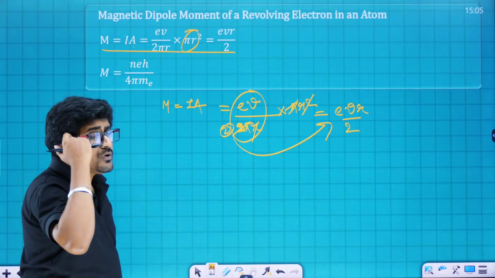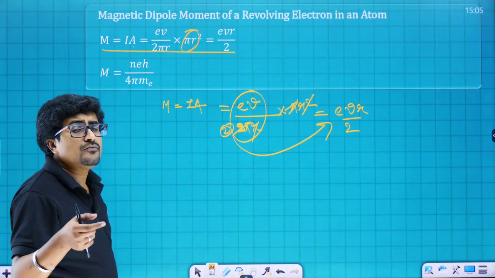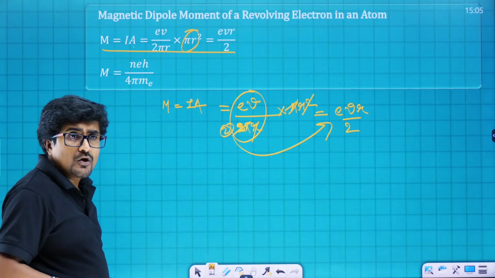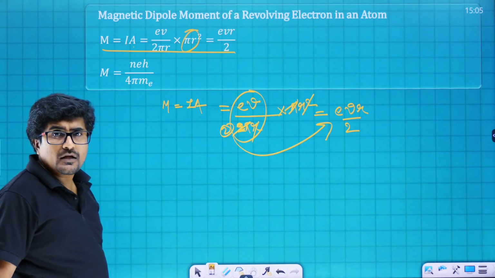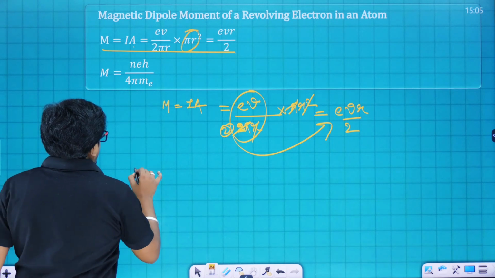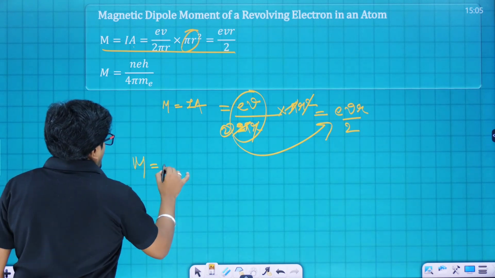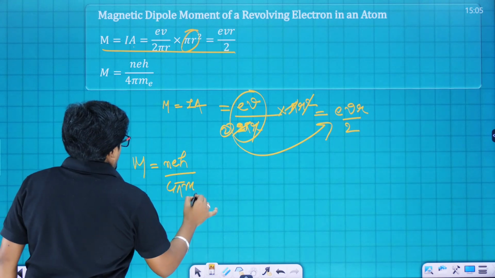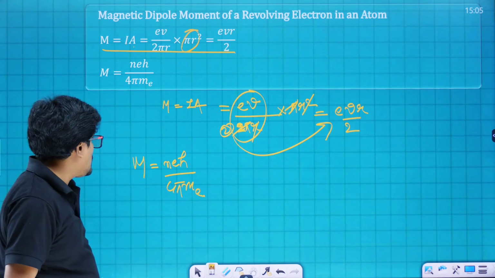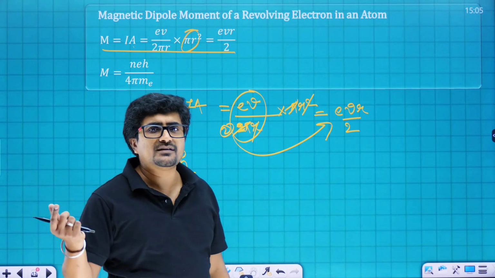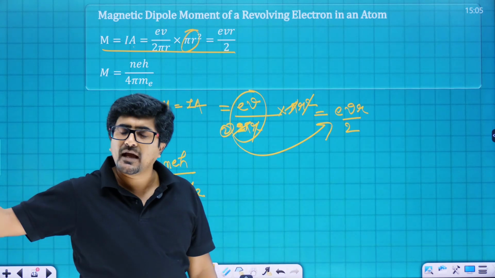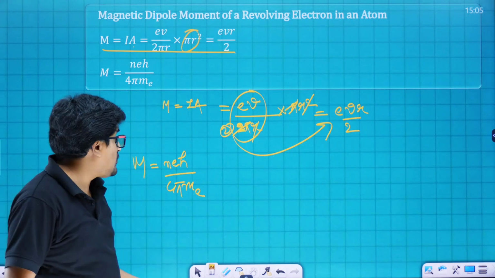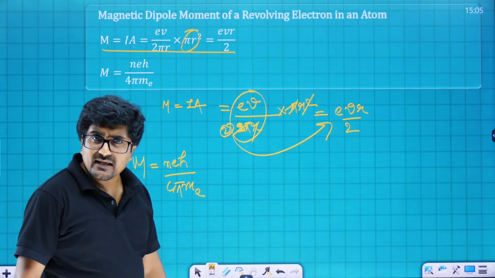Now if you consider this for any particular orbit, in a hydrogen like atom, then capital M is going to be n into eh divided by 4 times pi into m suffix e, where m is mass of electron and n is an integer. That means n basically stands for the number of the orbit, 1, 2, 3, like that you will go. It is exactly the same as the principal quantum number. The same is applicable in this case as well.